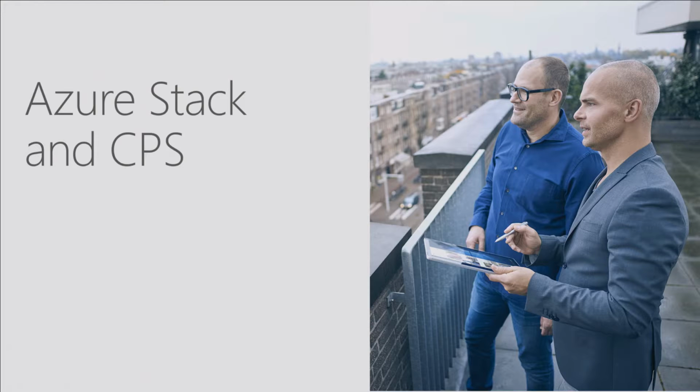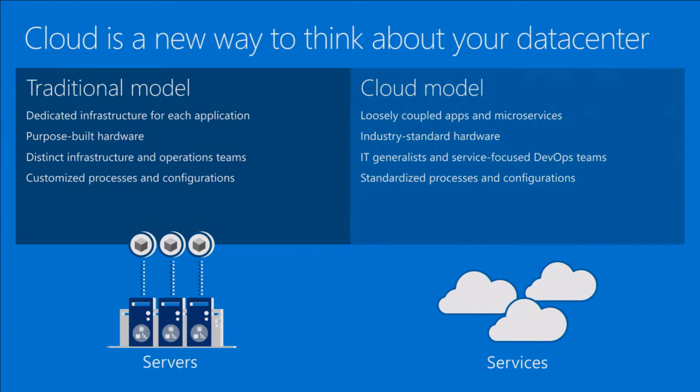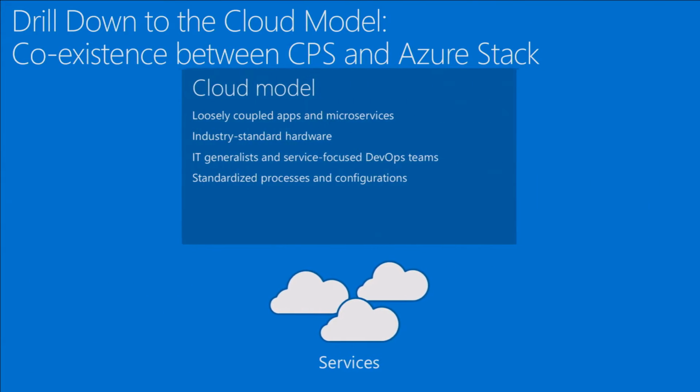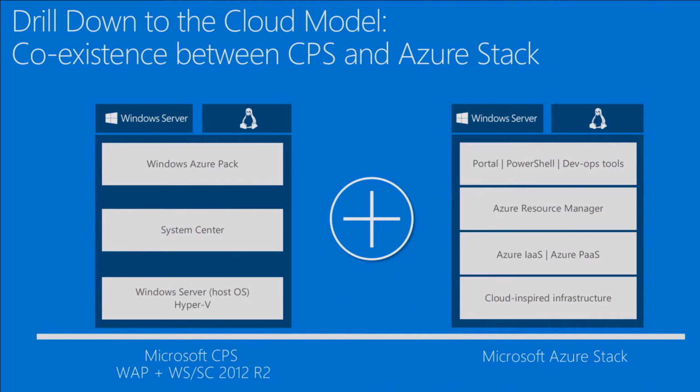Now let's talk about Azure Stack. We talked about these 2 different models, the traditional IT model and the cloud model. And we talked about how both CPS and Azure Stack belong to the cloud model bucket. On the left-hand side is essentially CPS, which you can say is a WAP model based on Windows Server, System Center, and WAP. On the right-hand side is Azure Stack. And one of the key points I want to make sure you take away from this session is that these 2 solutions will coexist even after Azure Stack release. Okay, so that's number 1.